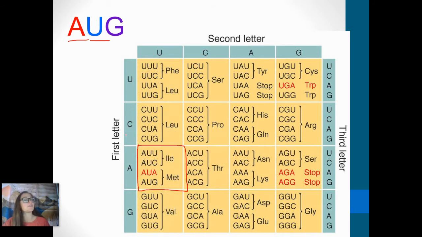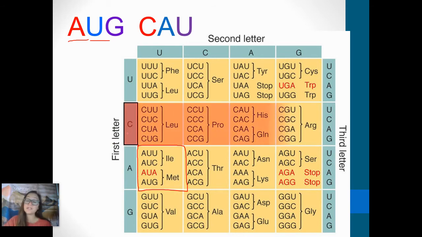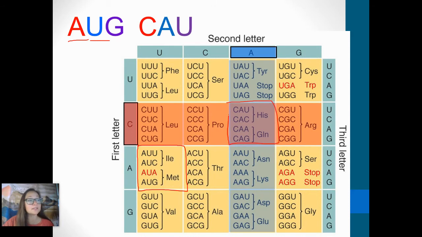So let's try again another codon. So here we have the next codon, C-A-U. So my first base, my first nucleotide, is a C. That means my amino acid will be somewhere here. Then my second one is A. So where they overlap, my amino acid I'm looking for will be somewhere in this box here. Then my third one is a U.